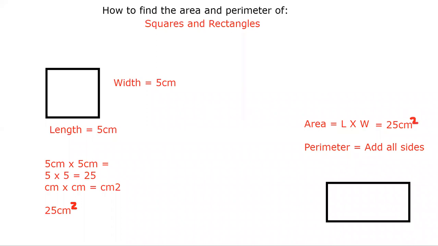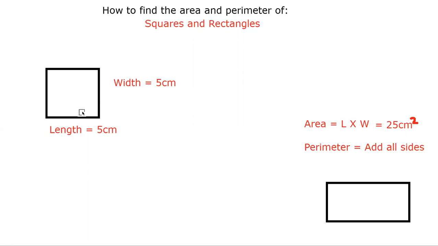Okay, so let's move on to the perimeter of this shape. Now, in order to find the perimeter, what I have to do is add all sides together. So the square we have here has 4 sides, 1, 2, 3, 4. And because it's a square, we already know that this side here is going to be 5 centimeters, and this side at the top is going to be 5 centimeters because the square is the same size all the way around. So we have our 4 sides.